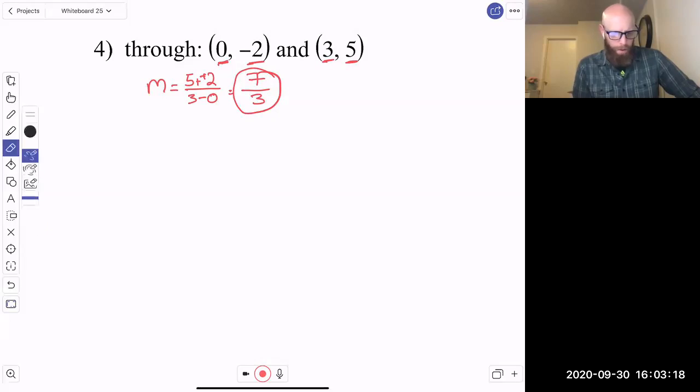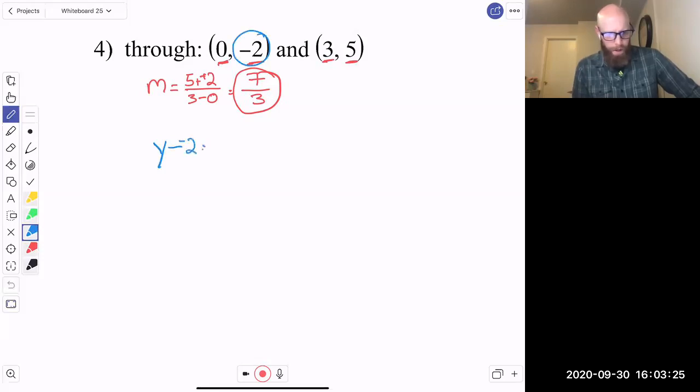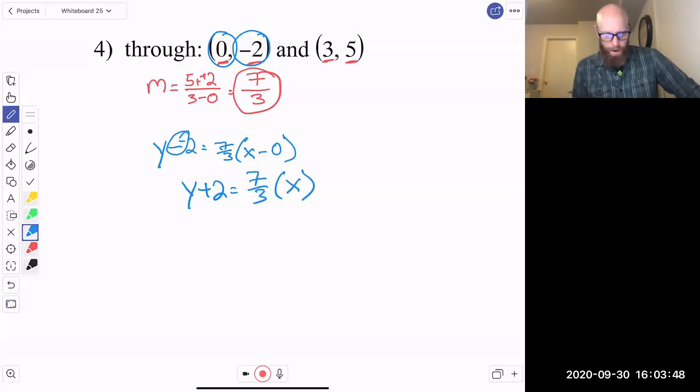All right, let's do point slope form. First, y minus y1, I'm going to use that one right there, equals m, 7/3, x minus x1. I'm going to use that 0 right there. Oh, nope, let's not do that yet. Let's clean this up a little bit. The minus negative: y plus 2 equals 7/3 x. Let's just call that x, because that 0 is just going to go away. There it is in point slope form.